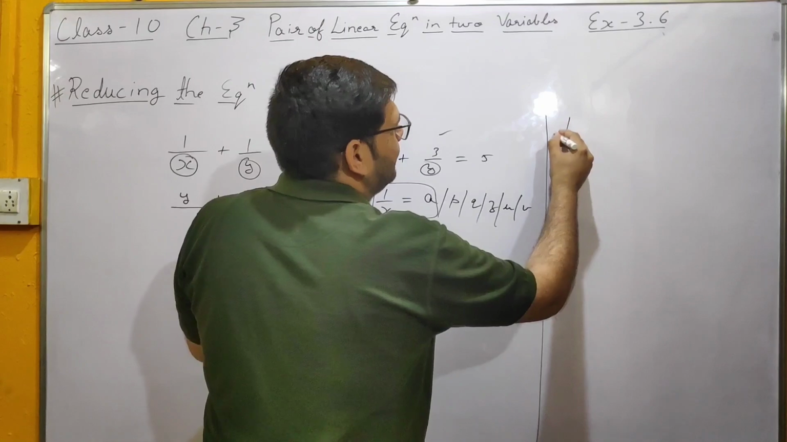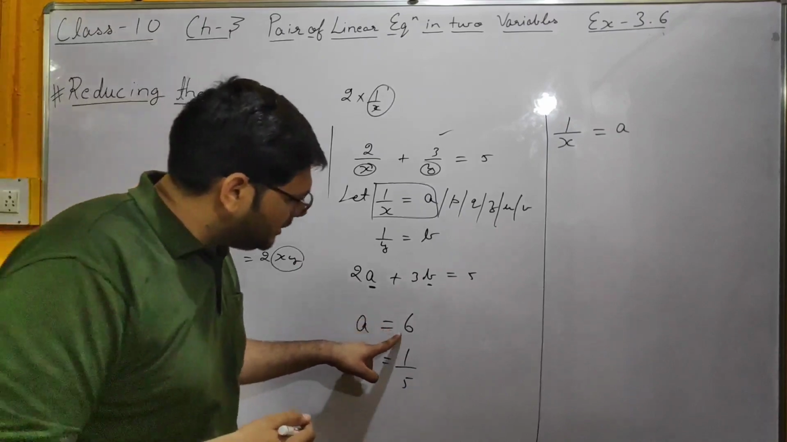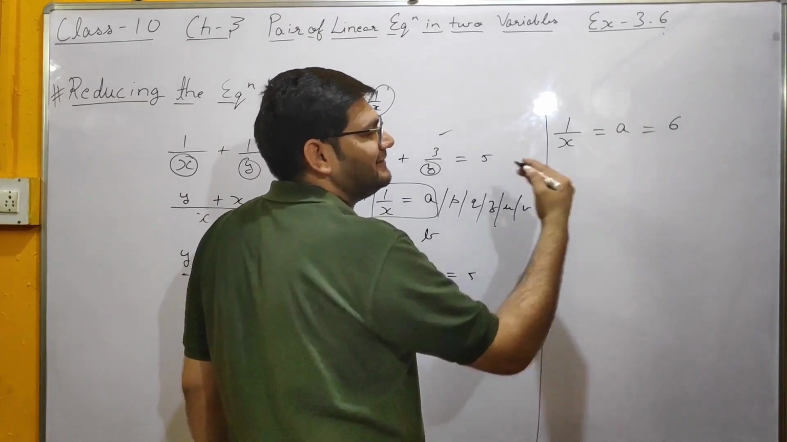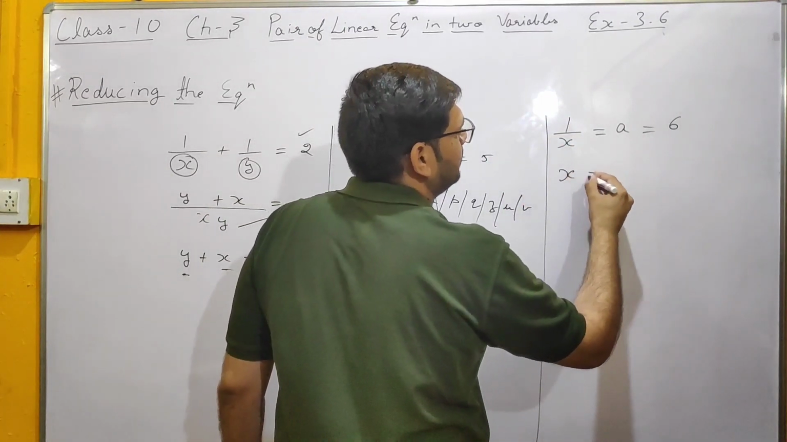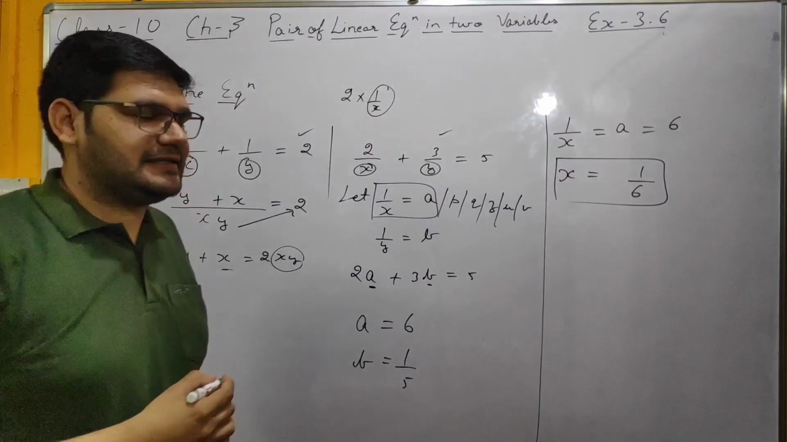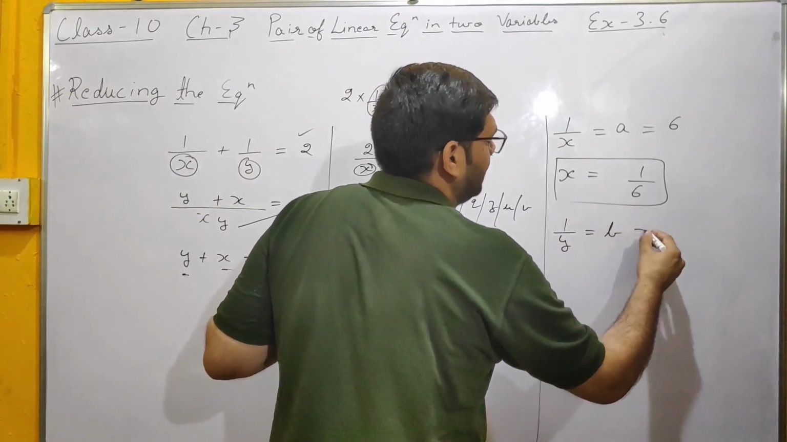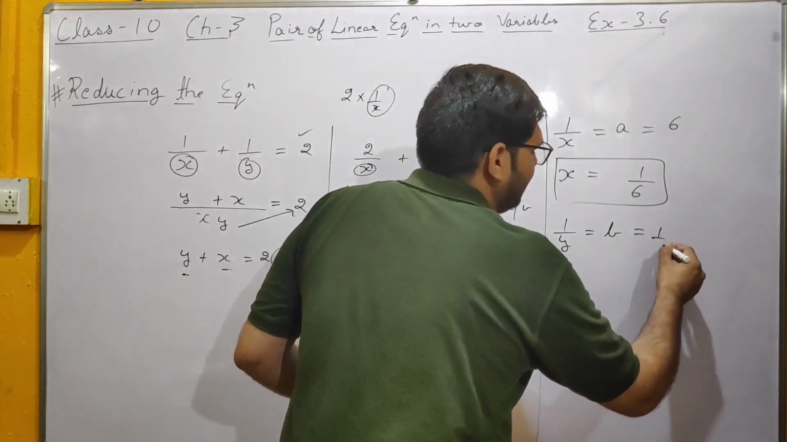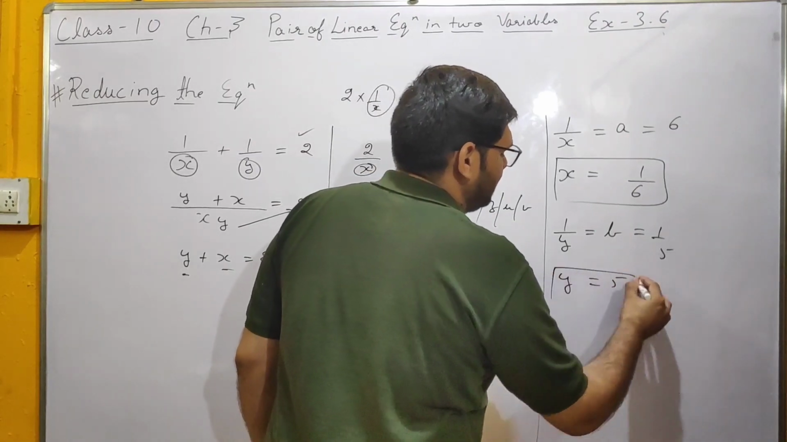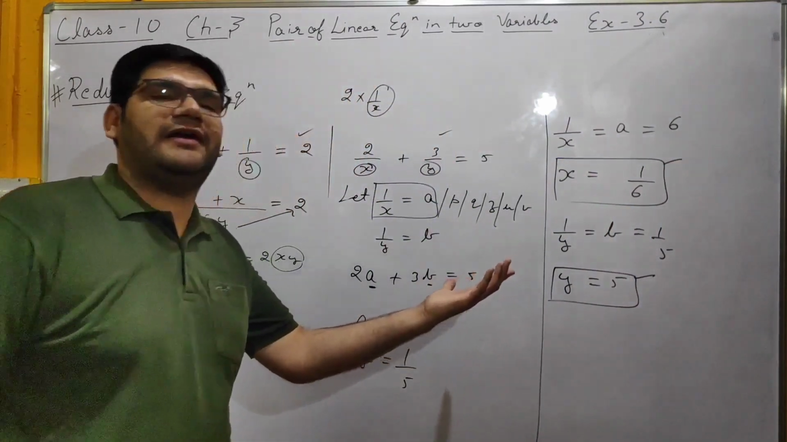As 1 by x equals to a, what is the value of a? a is 6. Therefore, what will be the value of x? Just do the reciprocal. x equals to 1 by 6. So this will be the answer for x. Similarly, 1 by y equals to b. And what is the value of b? It is 1 by 5. Now just do the reciprocal. So y equals to 5. It means 5 is the value for y and 1 by 6 is the value for x. So in this way we will find out our answers.